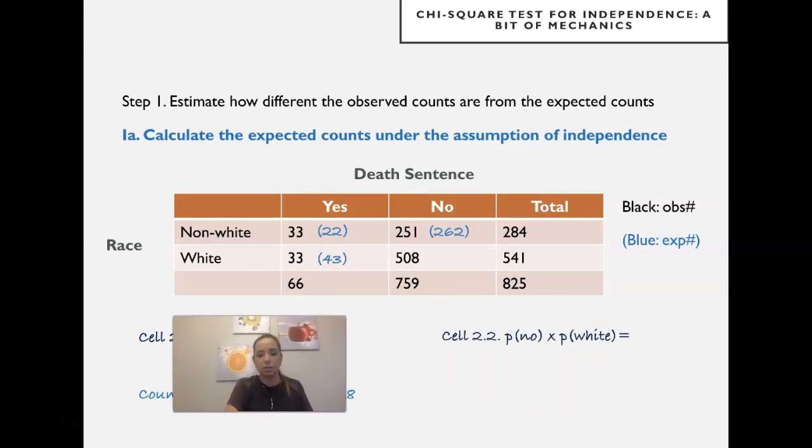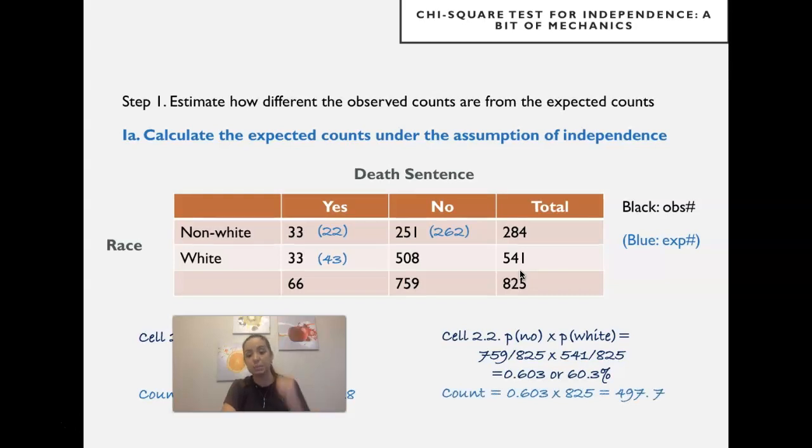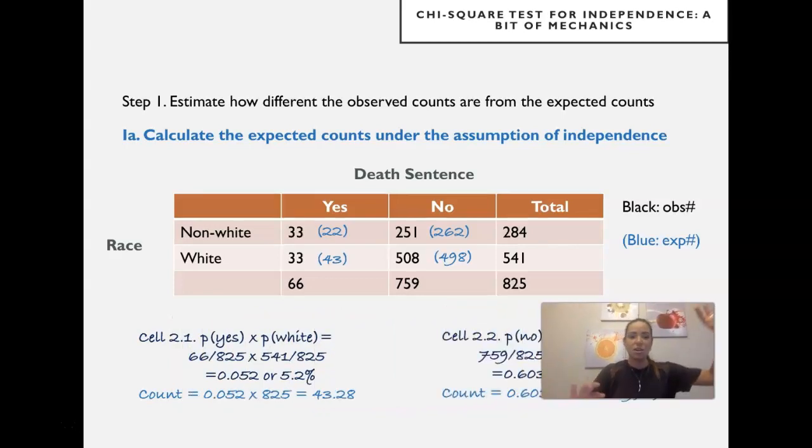And then finally, for the last cell, we can get the probability of a person not getting the death sentence and being white, the joint probability. We can compute it through this multiplication under the assumption of independence, right? So if things were independent, the probability would be 759 divided by 825 times the probability of being white, which is 541 divided by 825. And that's 60.3%. So we can compute the expected count here, once more, by multiplying the proportion by the total number.